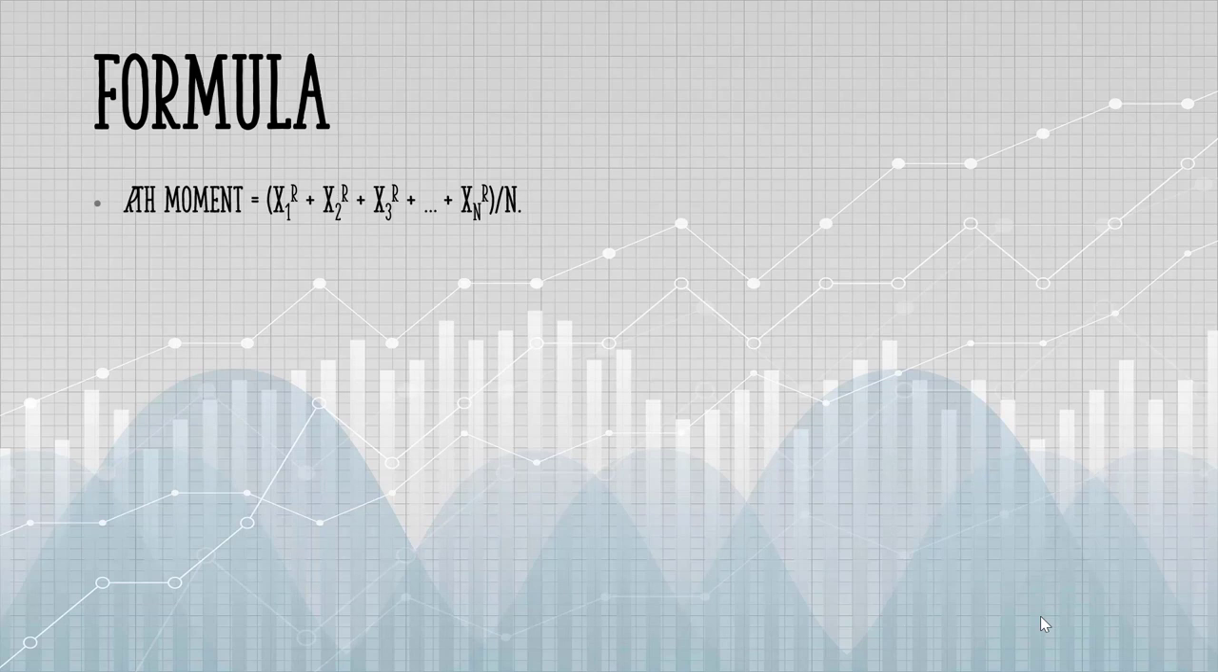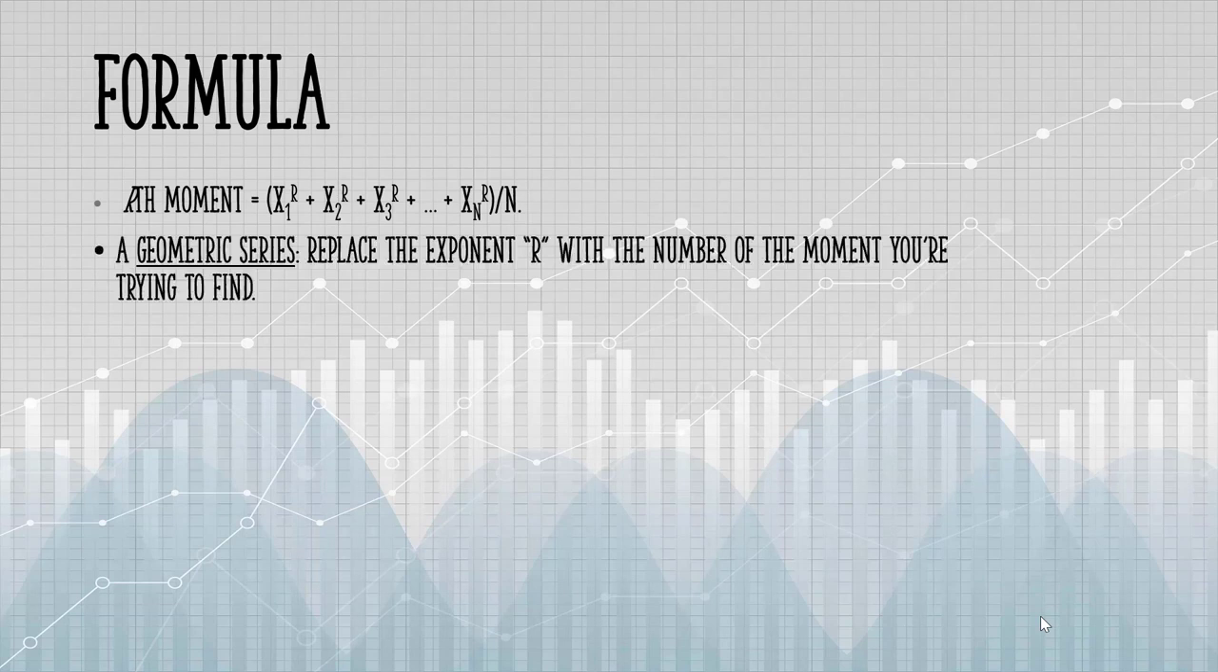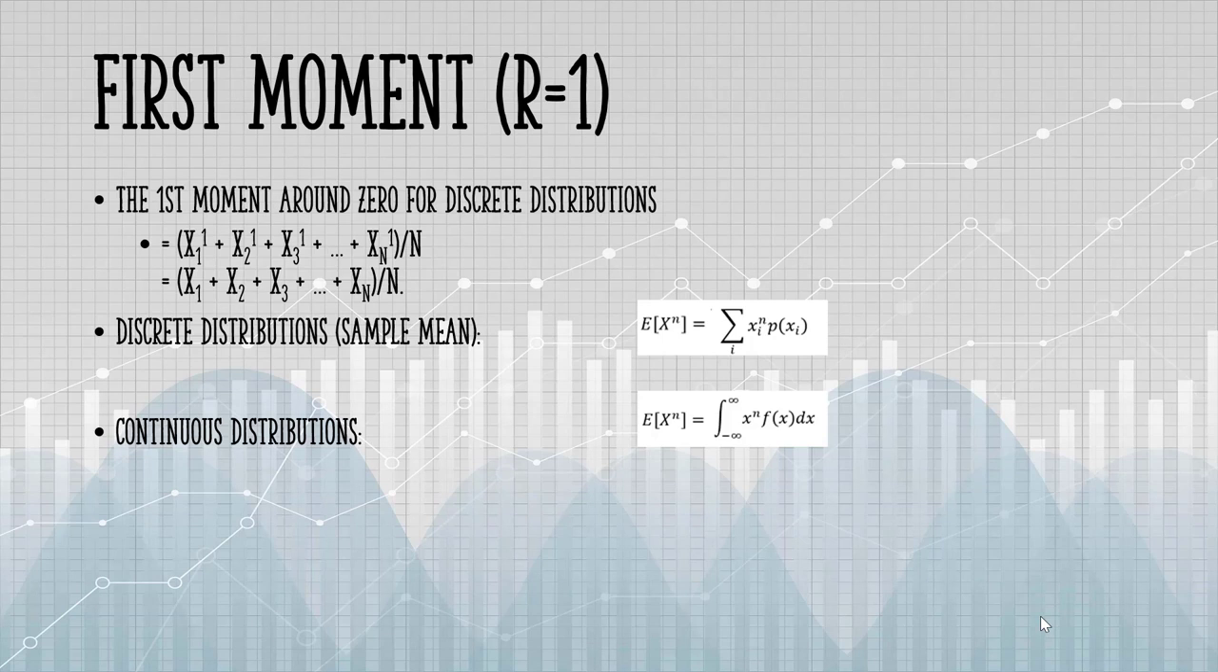The formula might look a little daunting, but all you have to do is replace that exponent r with the number of the moment you're trying to find. Let's take a look at an example. For the first moment, you're going to replace r with 1. The first moment around 0 for discrete distributions is this summation.